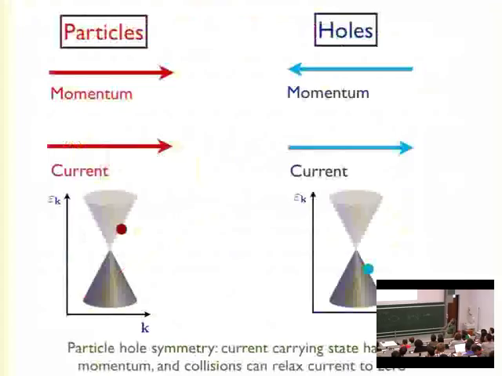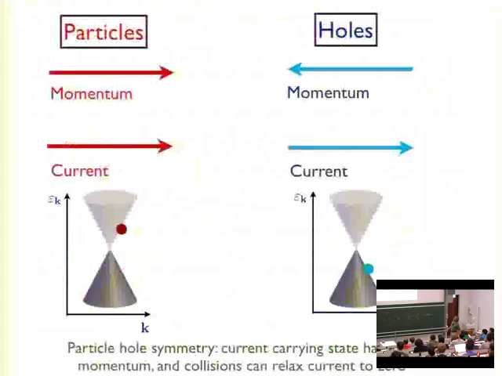The momentum is velocity, the momentum. All right, I'm sorry, I'm not going to get the sign right, but the important point is the particles have momentum and current in the same direction, whereas holes have momentum and current in the opposite direction. Simple consequence of the gamma matrices when you look at the expression for momentum and current for Dirac fermions.